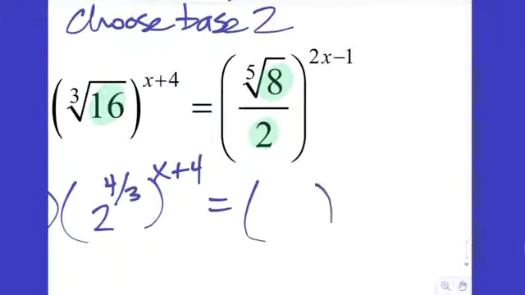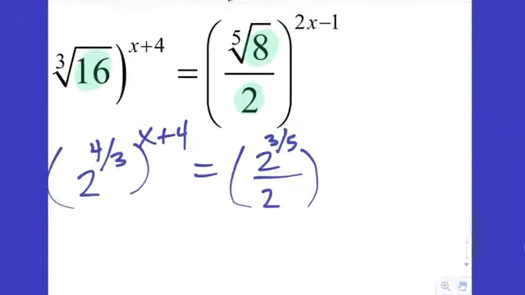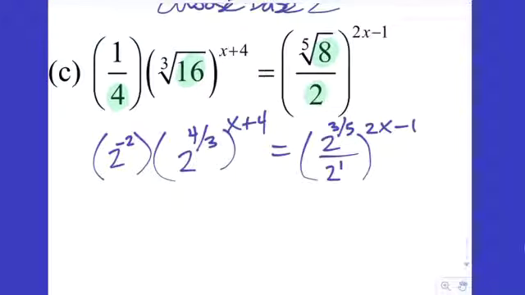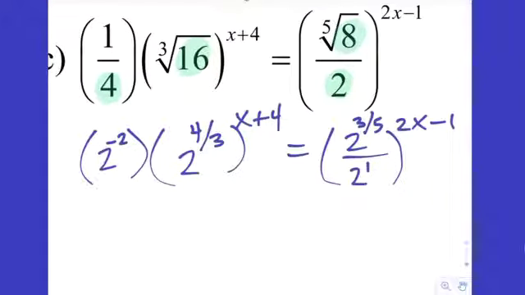On this side, the numerator is the 5th root of 8. Well, that's 2 to the what power? 3/5, right? 5th root becomes the denominator. And the bottom is just 2 to the 1st. I'll put a little 1 there. And it's raised to the 2x minus 1st power. All right, that's about all we could do. We do a little bit of something as we go from left to right. Now we go down to the next line. Before I can combine the exponents on these two factors of 2, your Aunt Sally says what?